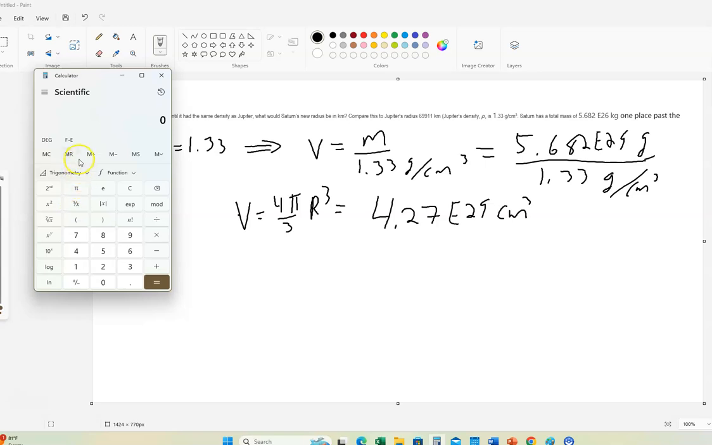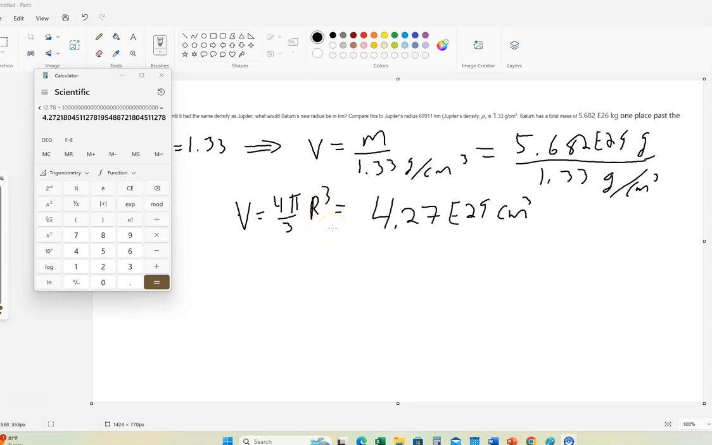Here, let me just show you the number and prove it to you. All right, so there's the number. That's not in scientific notation, but if I divide it by 1 times 10 to the 29th, which is what I did right here, you get 4.27. So it's 4.27 times 10 to the 29th cubic centimeters. But that's what is equal to 4 pi divided by 3 and r to the third.